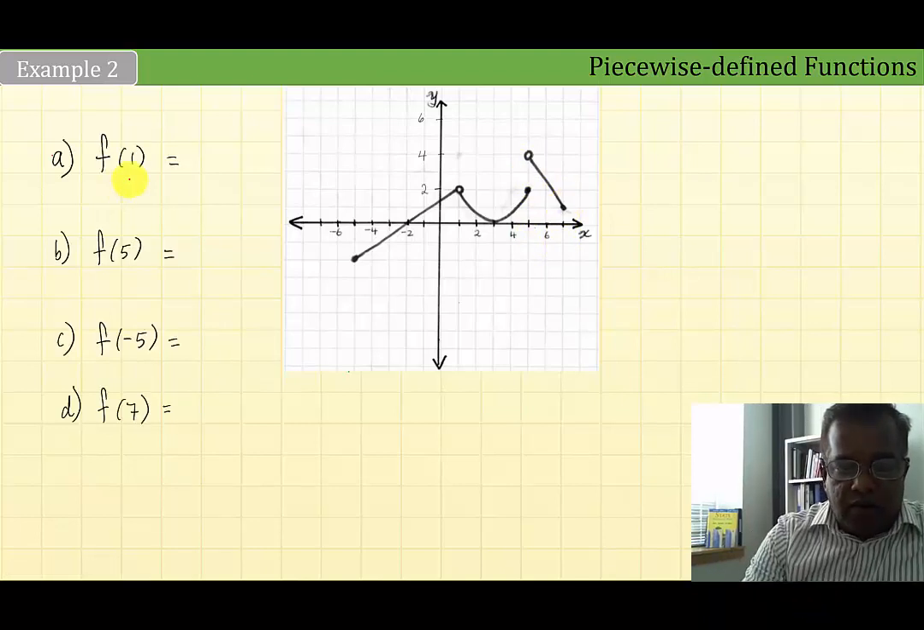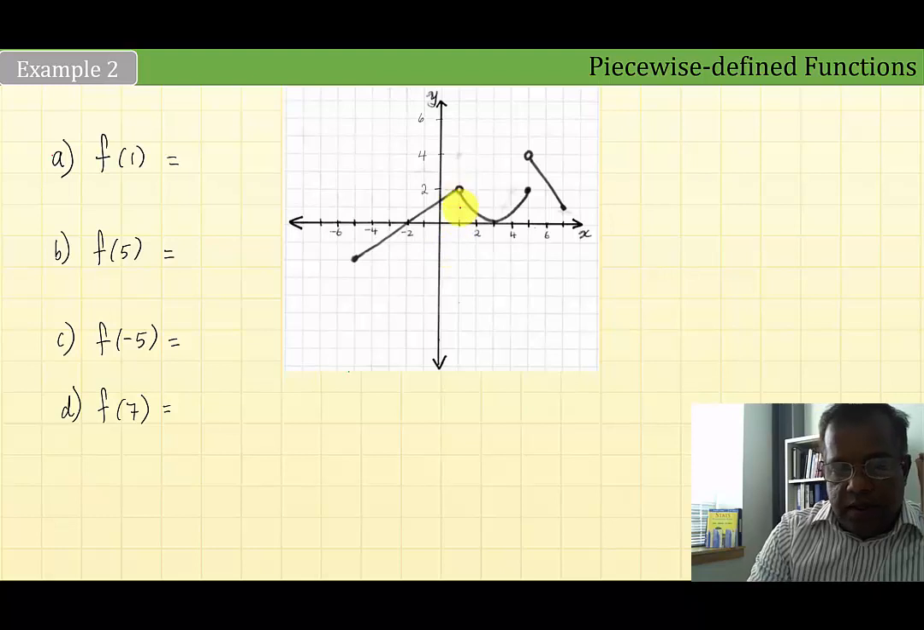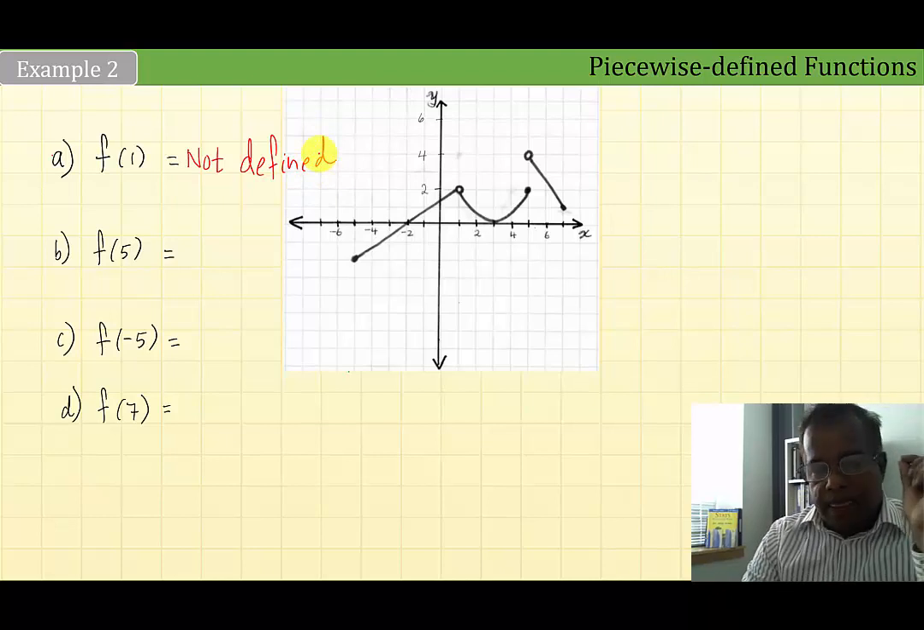Now f of 1 means x value is 1, so we need to know what the y value is at x equals 1. Now x equals 1 is over here. At that place of the graph, you see there is a hole in the graph, and there is no other colored point on this vertical line x equals 1, which means f of 1 is not defined. It is not defined at x equals 1.